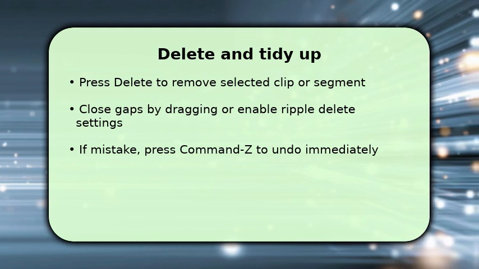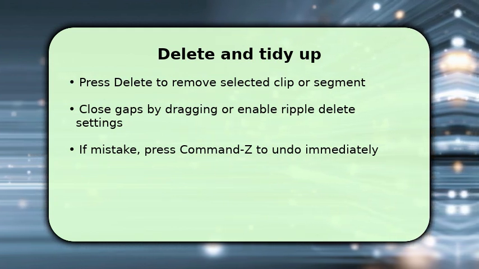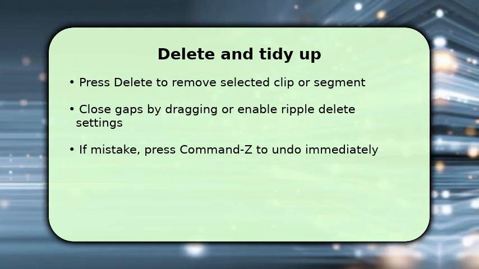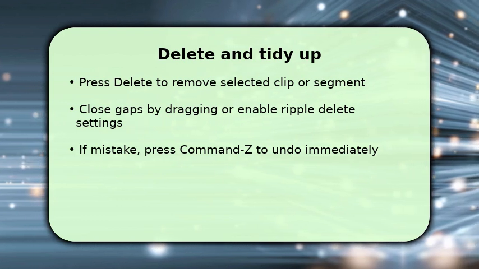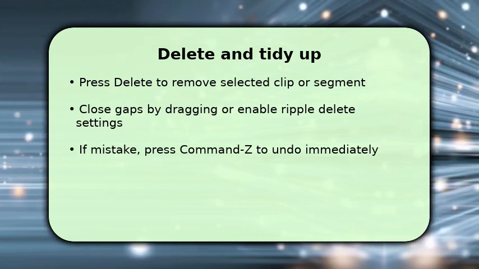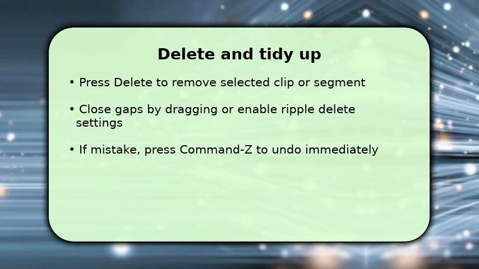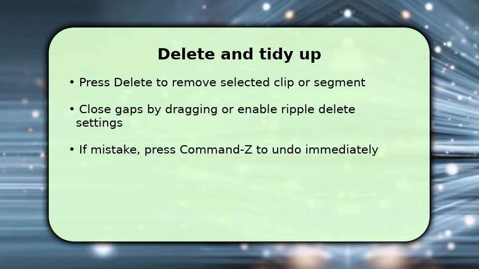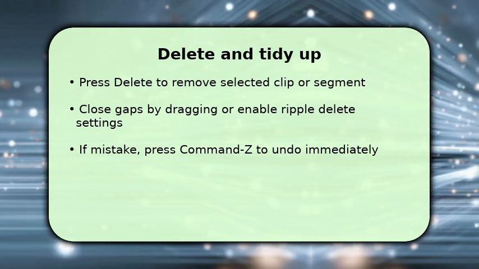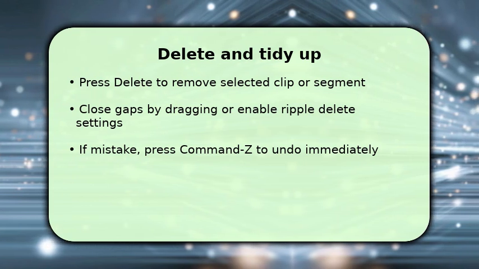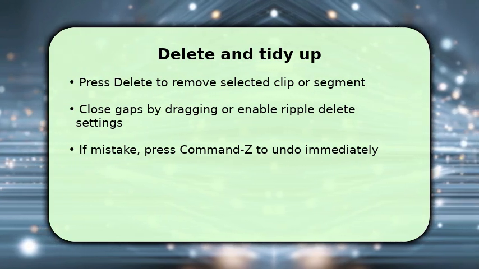If a gap remains, drag neighboring clips to close it or use the timeline's trim tools to snap things together. Once removed, scrub through the project to confirm timing and transitions. If something looks wrong, undo with Command Z right away. Troubleshooting tip: if audio or video won't delete, check for clip locks or compound clips. Expand or break them apart first, then delete the component.